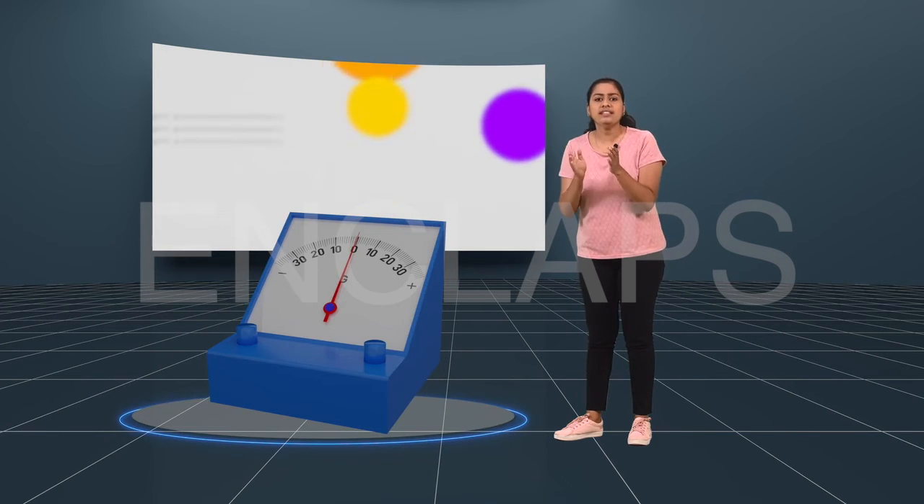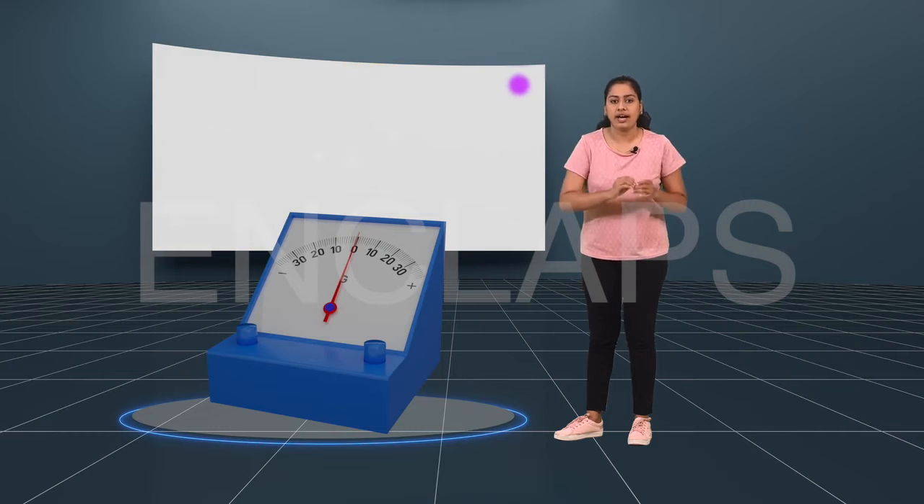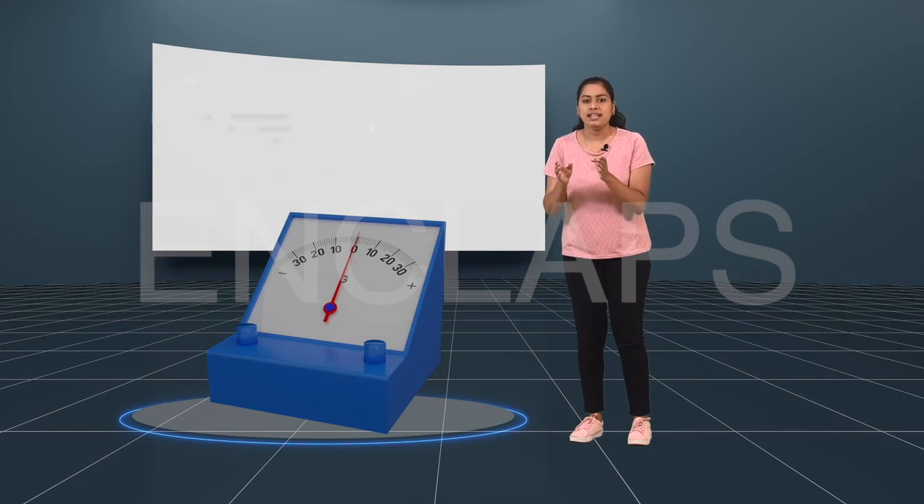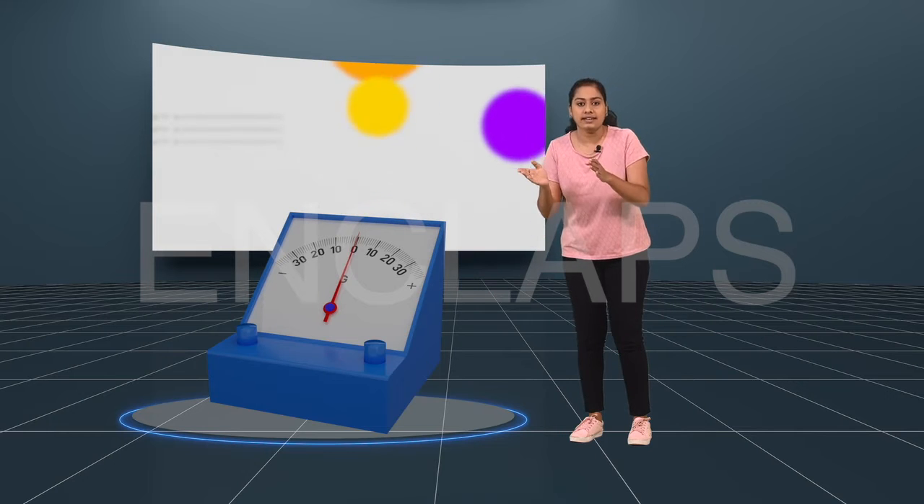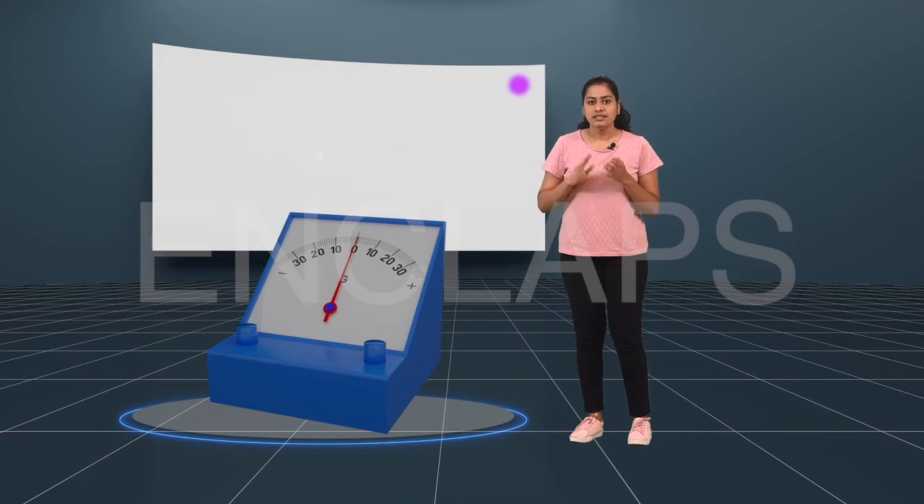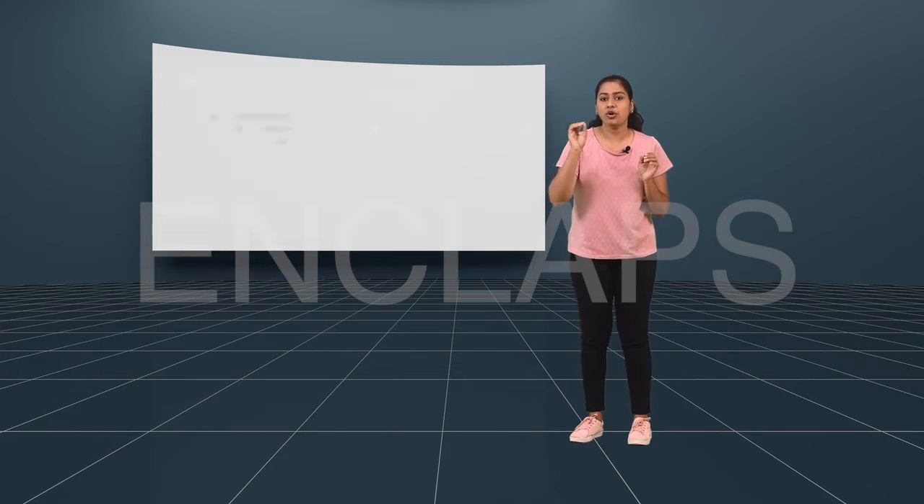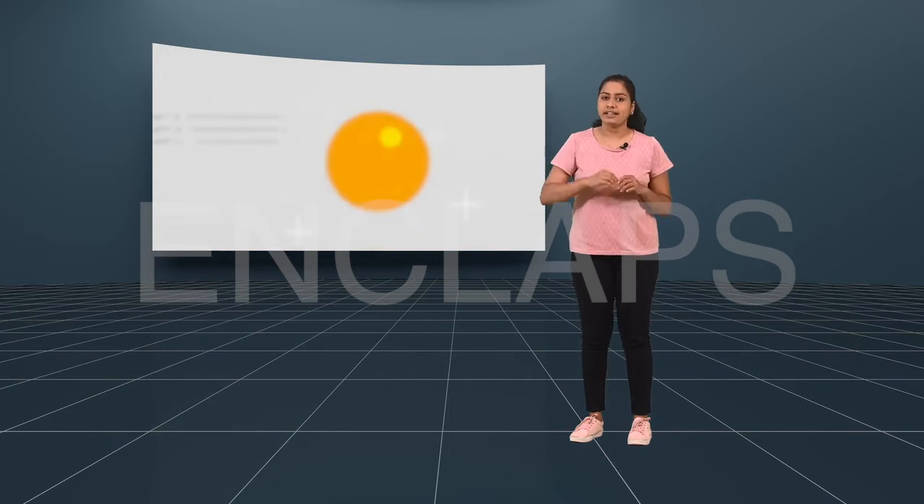If the galvanometer is connected to a source of current, the needle will deflect. The needle will be seen deflecting in opposite direction if the direction of the current is reversed. Thus, in this way, the galvanometer shows the direction of the current along with magnitude. Now, let's come back to our experiment.